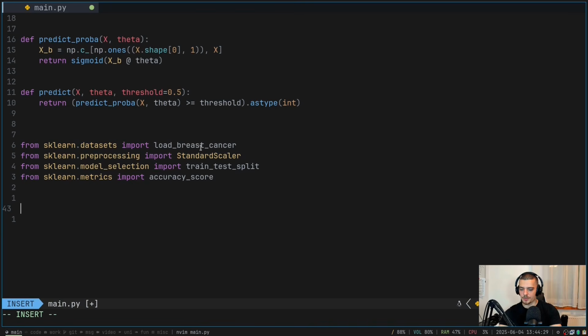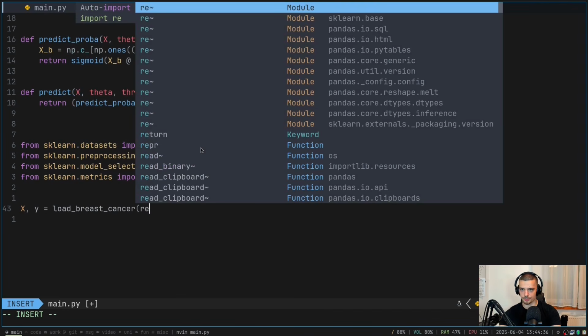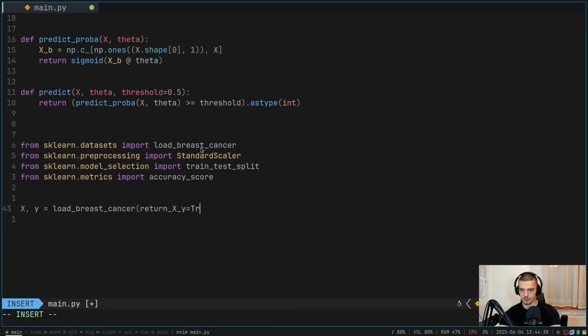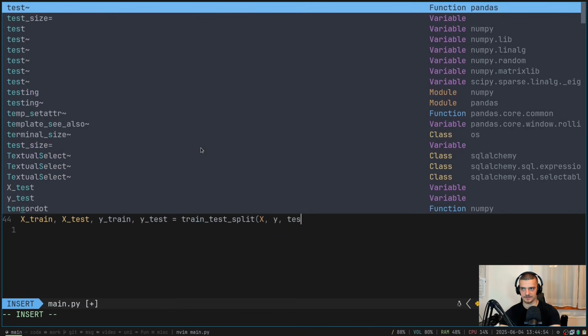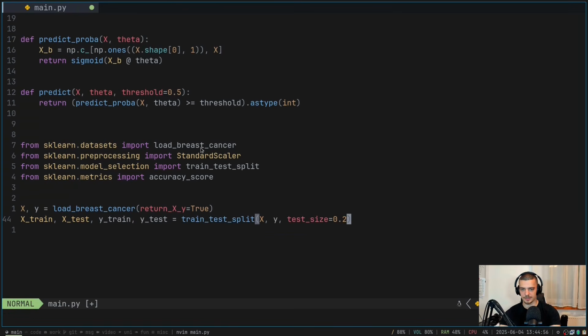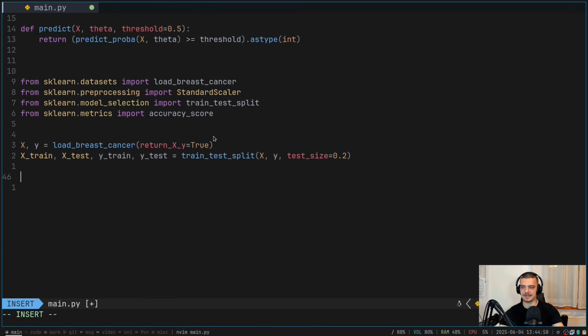All right, and what we're going to do now is say X, y equals load_breast_cancer with return_X_y equals True. So this splits it into X and y. Then we take that and turn it into X_train, X_test, y_train, y_test, which is equal to a train_test_split of X and y with a test size of, let's say, 0.2. So 20% of the data is going to be used for testing, for evaluation, so to say.